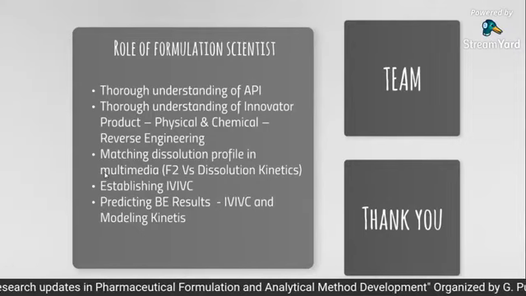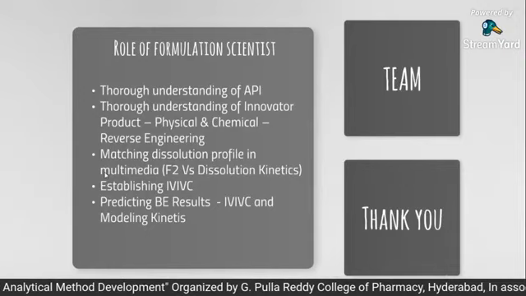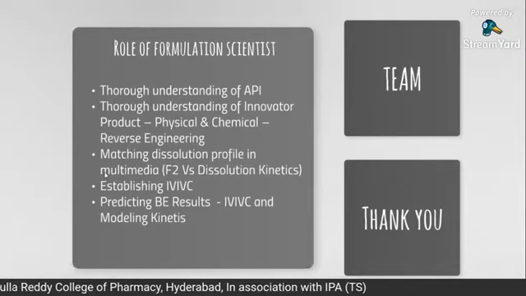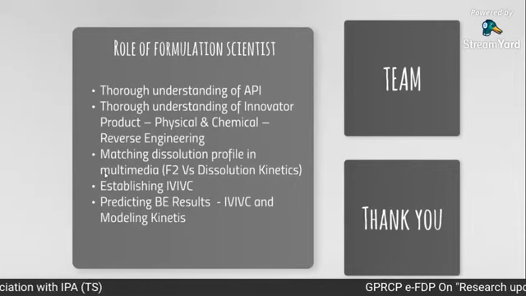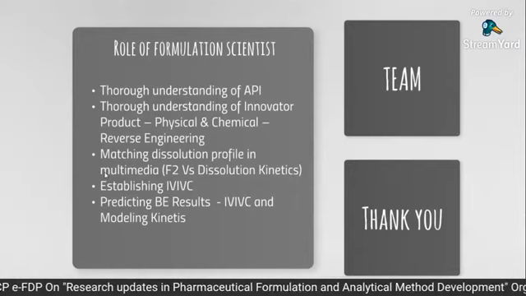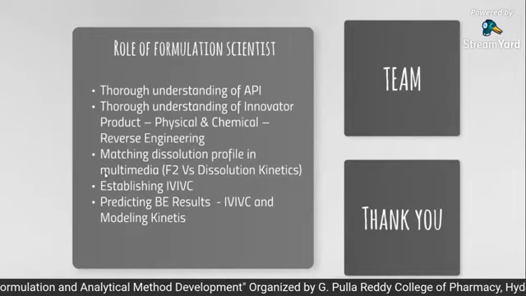And then if we have the plasma concentration values of the innovator, we can establish the IVIVC by the deconvolution technique, taking percentage of release on the x-axis and percentage absorbed on the y-axis. That will give you another idea of predicting the T/R ratio. Then we can finally predict the BE results, IVIVC and modeling kinetics. Then the success rate will increase. Then you can become a successful formulation scientist in formulation research and development.